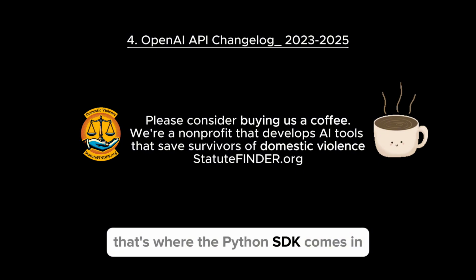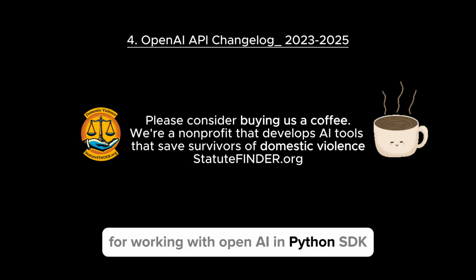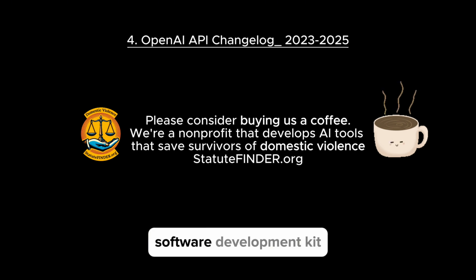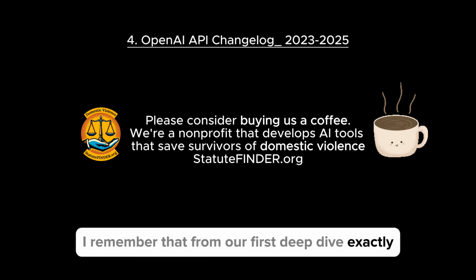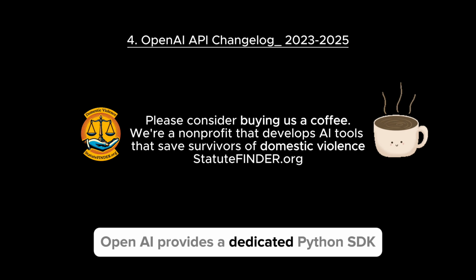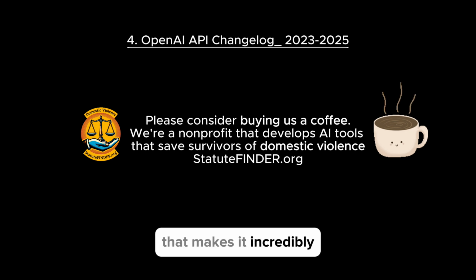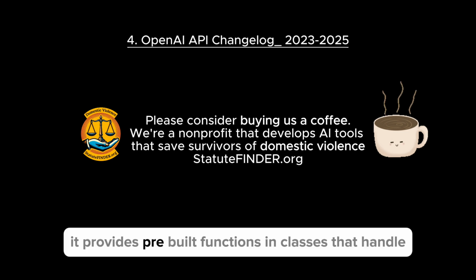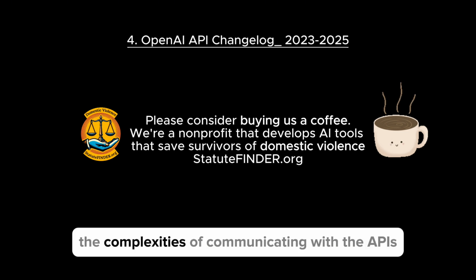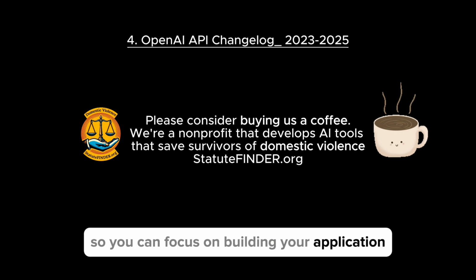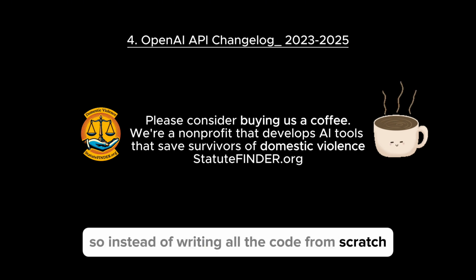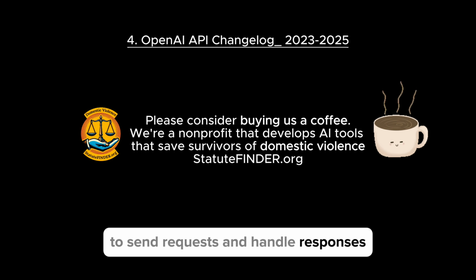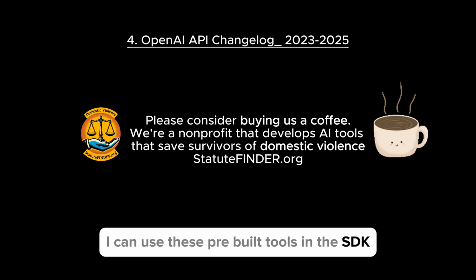That's where the Python SDK comes in. Think of it as your translator and toolkit for working with OpenAI in Python. SDK. Right? Software Development Kit. I remember that from our first deep dive. Exactly. OpenAI provides a dedicated Python SDK that makes it incredibly easy to integrate their APIs into your Python projects. It provides pre-built functions and classes that handle the complexities of communicating with the APIs so you can focus on building your application. So instead of writing all the code from scratch to send requests and handle responses, I can use these pre-built tools in the SDK.